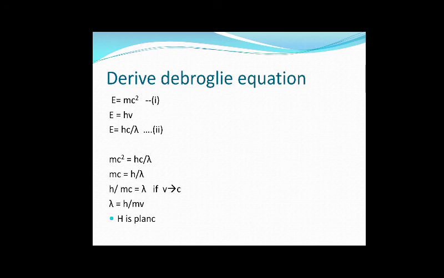M is the mass of electron and c is the velocity of light. So if it is a material particle, then the velocity of light c will change into v, because a material particle cannot have the velocity of light. So lambda will become equal to h upon mv. This is the de Broglie hypothesis or de Broglie equation, that is lambda is equal to h upon mv. Or else it is also written in the book, lambda is equal to h upon p, since mv is equal to p, the momentum.